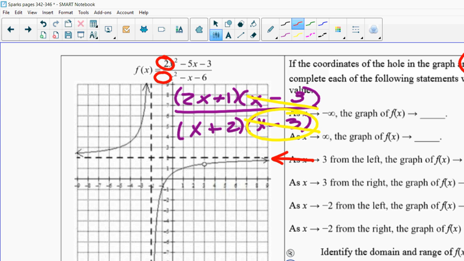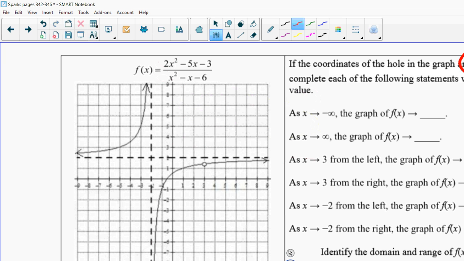How do you find your vertical asymptote? Whatever I have left in the denominator. What makes that 0? x equals negative 2. That's why I have a vertical asymptote at x equals negative 2. Is that ringing bells? I just wanted to make sure you remembered where everything came from. Does that make better sense?